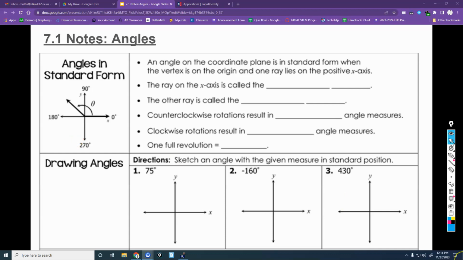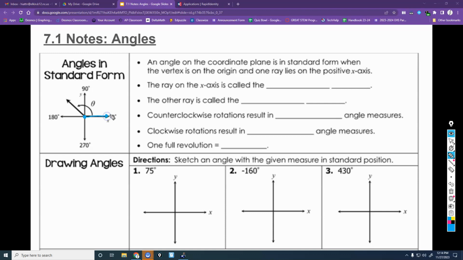So, the first thing we've got to talk about is what angles are going to look like if we put them on the coordinate plane. So like our x, y axis, if we put angles there. The angles we want to deal with are going to be in what we call standard form. An angle on the coordinate plane is in standard form when the vertex is on the origin. So your vertex of your angle is right here on the origin, and one ray lies on the positive x-axis. So that's this one right here.